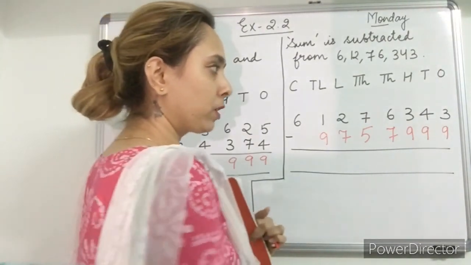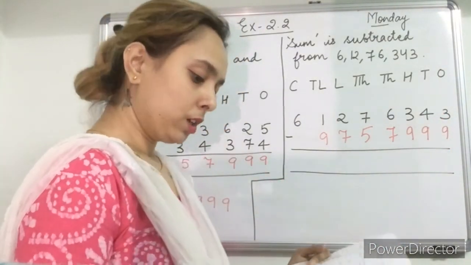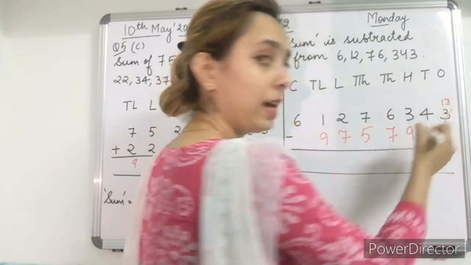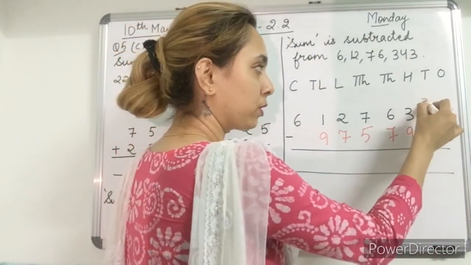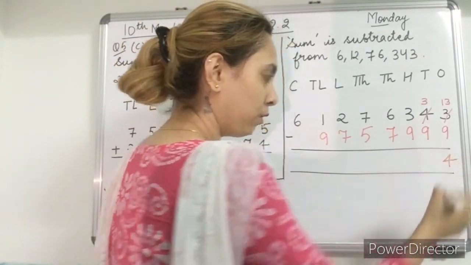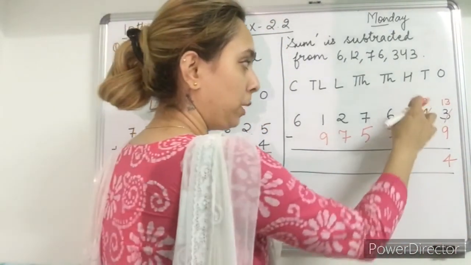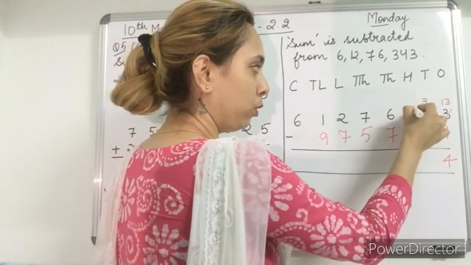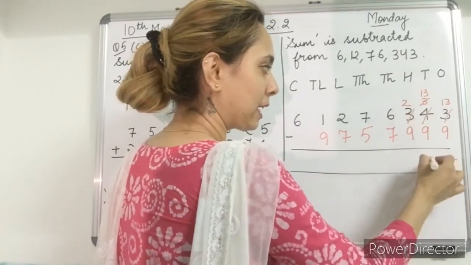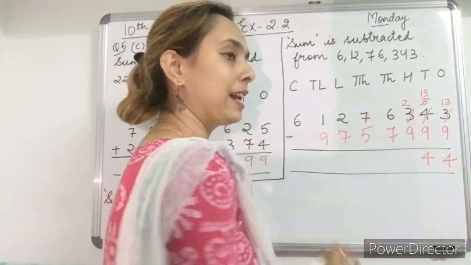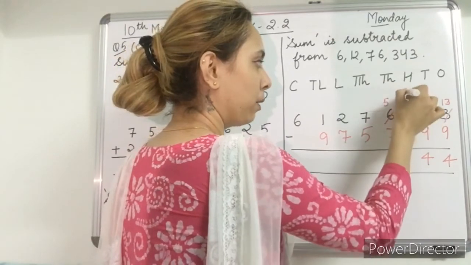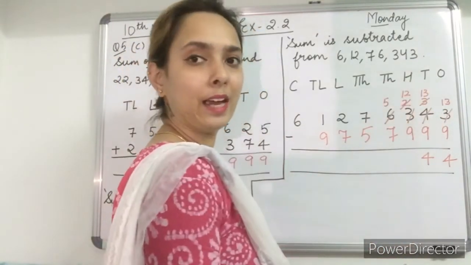So let's start. This 3 is again smaller than 9, so we will borrow. So this 3 will become 13 and this 4 will become 3. So 13 minus 9 is 4. Next, 3 minus 9 is not possible. Again we will borrow. It will become 2 and this will become 13. So 13 minus 9 is again 4. 2 minus 9 is again not possible. Borrow. It will become 5. This will become 12. So 12 minus 9 is 3.